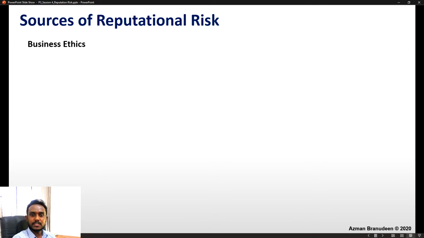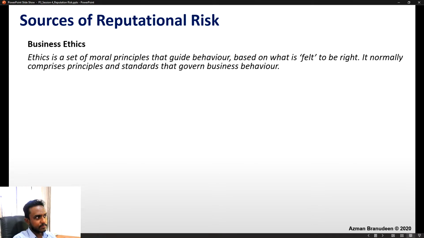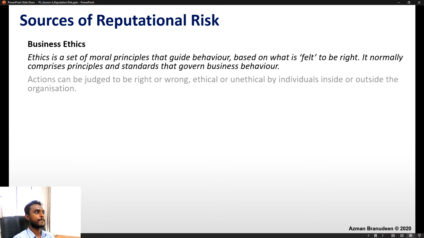Another key source is the business ethics side of things. Ethics is a set of moral principles that guide behavior based on what is felt to be right. It normally comprises principles and standards that govern business behavior. You know what ethics are, and we talk about ethics at great length in E3.